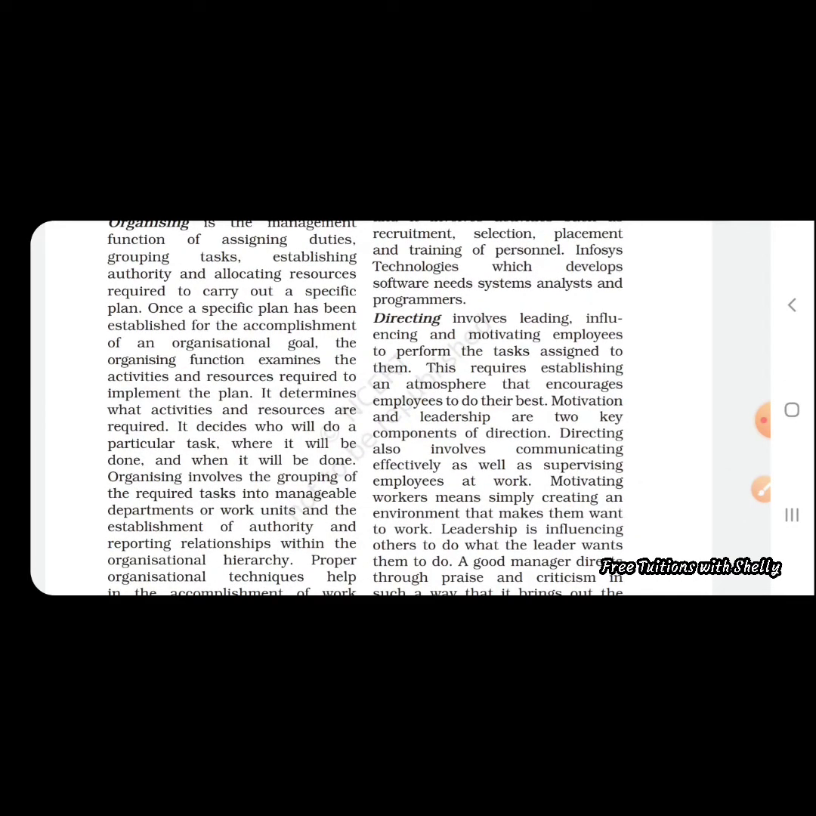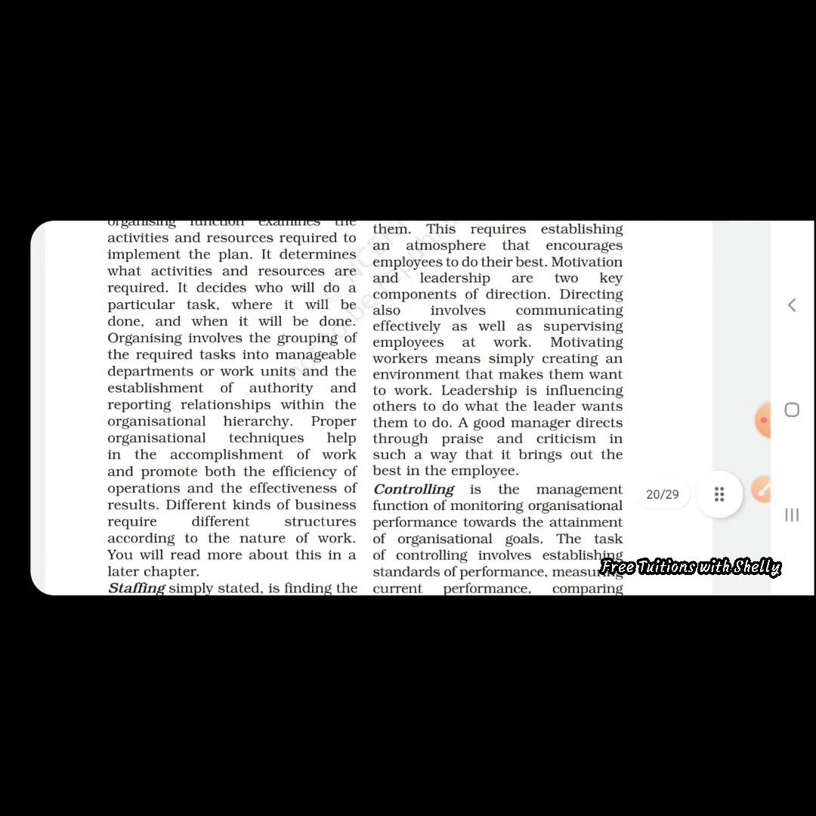Next is directing. Directing involves leading, influencing, motivating employees to perform the tasks assigned to them. When you're directing a person to work as said, he will not deviate from his direction. He will work along the direction which has been set for him. So it helps in motivating an employee to do the work. That is known as directing.